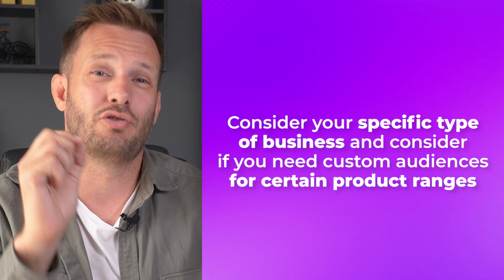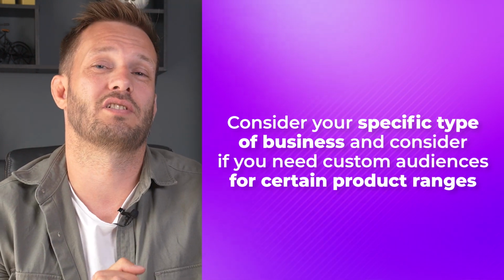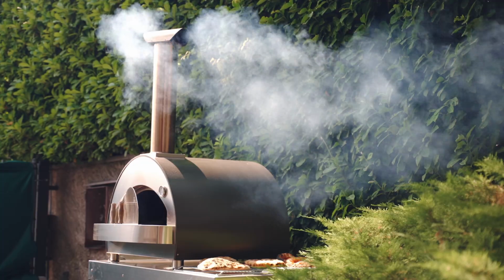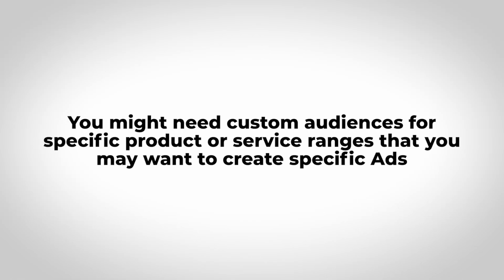Then I want you to consider your specific type of business and consider if you need custom audiences for certain product ranges. Now, for example, our client Chimes Home and Garden, they sell garden furniture, but then they also sell barbecues and outdoor kitchens. So for them, we have custom audiences for people who have visited web pages for particular product ranges. So you might need a specific custom audience for particular product or service ranges, because you might want to create highly specific ads that highlight specific products to people who've already expressed an interest in those products or services by visiting those pages.